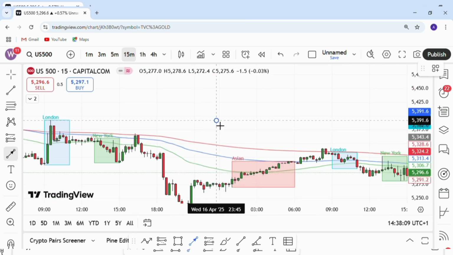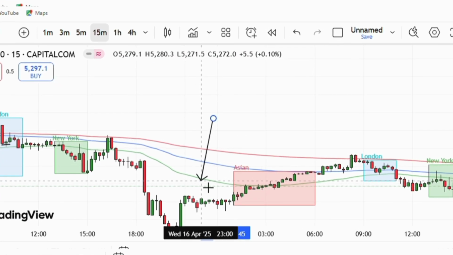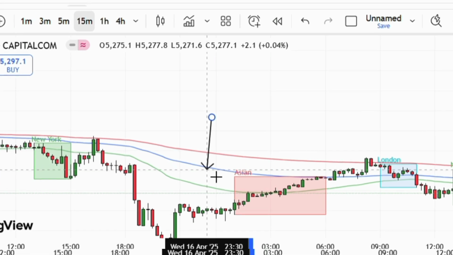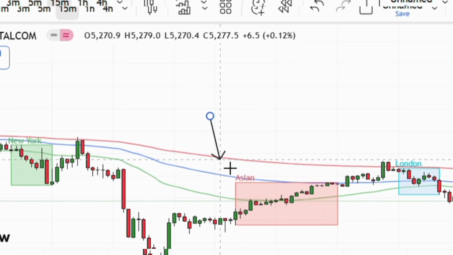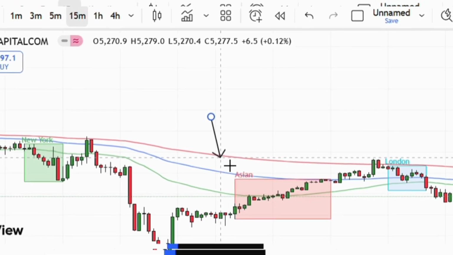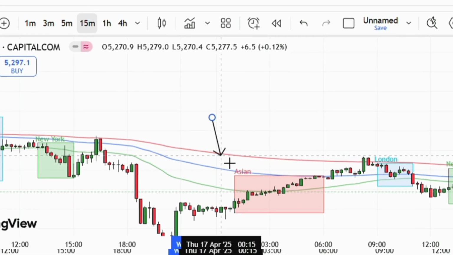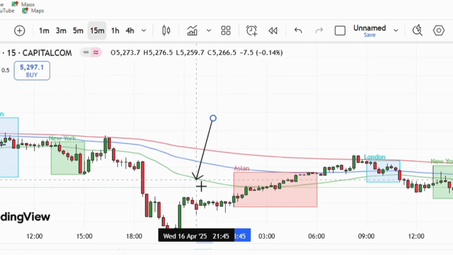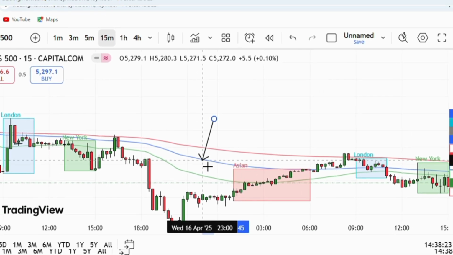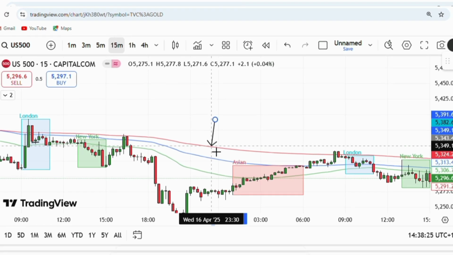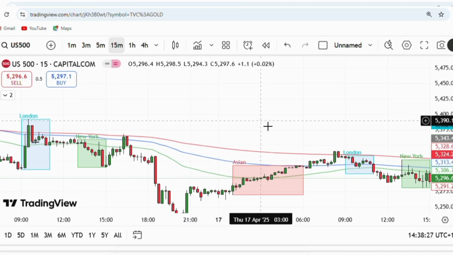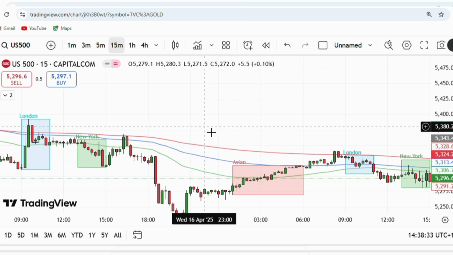Then in the selling scenario, let me show you also, like here, the 50 is less than the 100 and the 100 is less than the 200. That means you are looking for selling bias. Let me repeat myself again. In this scenario, the 50 is less than the 100 and the 100 is less than the 200. That means we're looking for selling opportunity. That is our selling bias for that particular day. We are looking for sell.